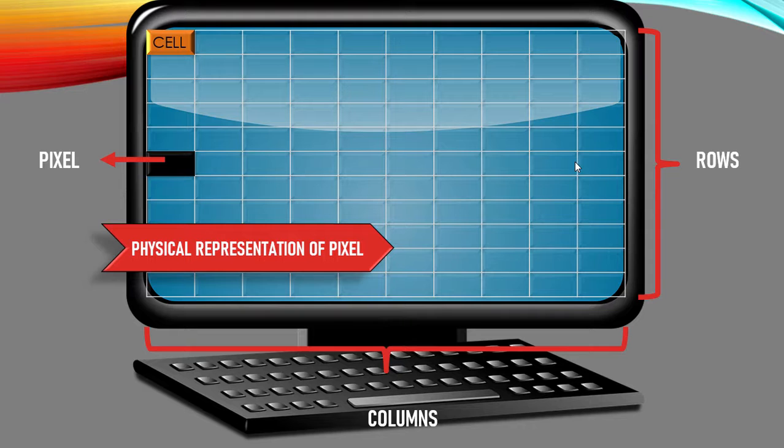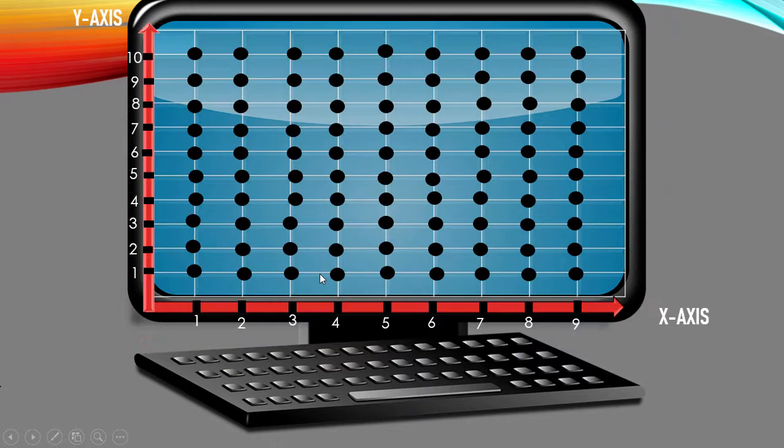As we are aware, our computer screen is composed of a number of rows and columns. Consider that by intersecting rows and columns, it will create a cell. This is nothing but a pixel. This is called the physical representation of a pixel.